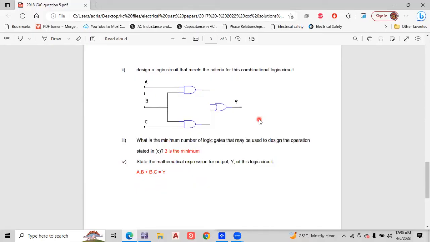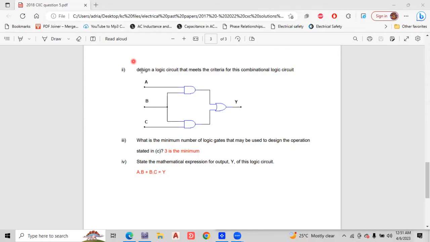All right, so for part 4, it says state the mathematical expression for output Y of this logic circuit. All right, good. So for this circuit, the mathematical expression, we'd have to multiply A and B, and B and C, and then add both of them to get the output Y here. So this is it right here. So A times B plus B times C will give us Y.